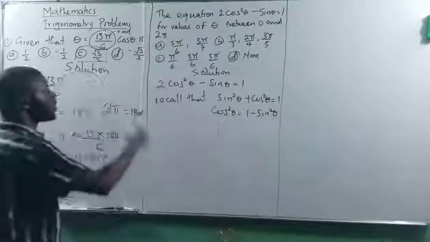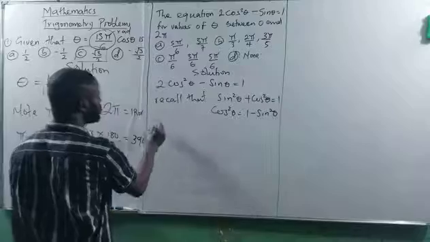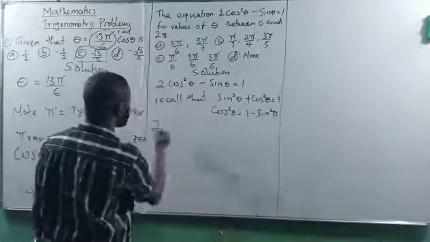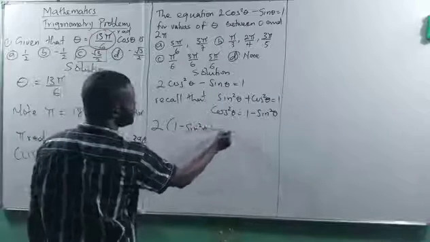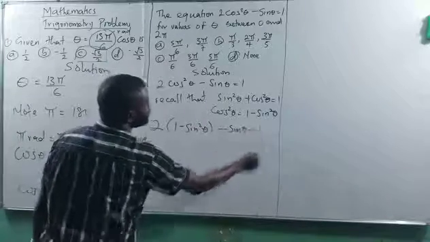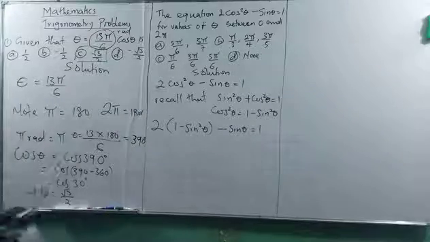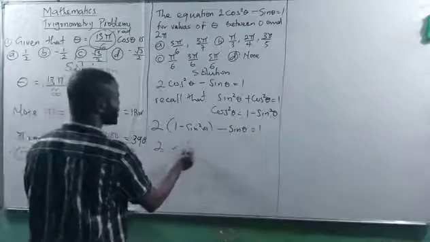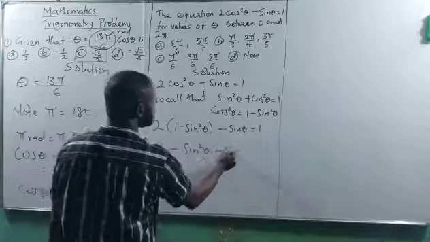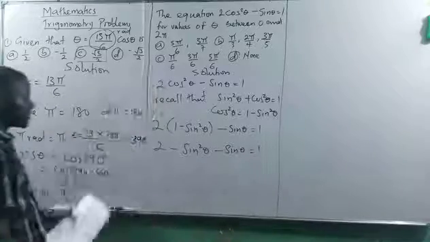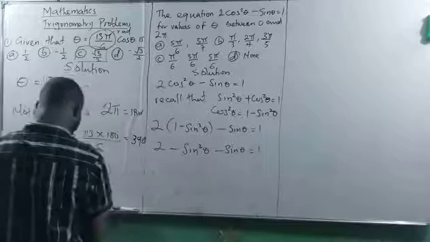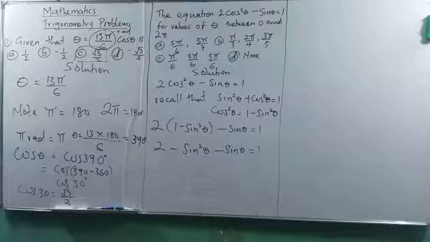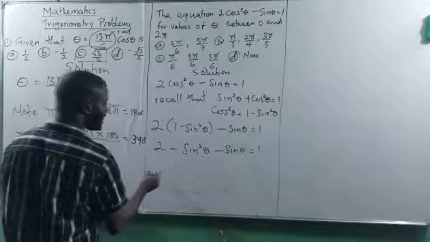Since I know all this, I can now say that cos squared theta will be 1 minus sine squared theta, so 2 times (1 minus sine squared theta) minus sine theta equals 1. It means 2 minus 2 sine squared theta minus sine theta equals 1. Can you see how simple it is? For me to have something like this, I think that is making sense to me. Now, at this point, I can say that what?